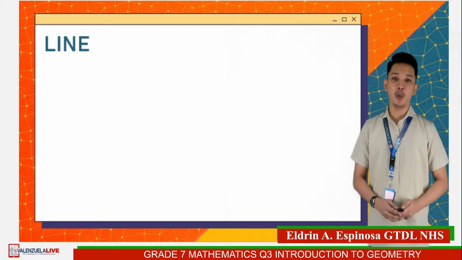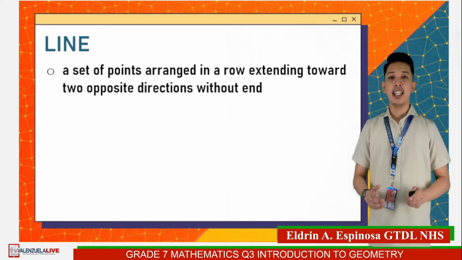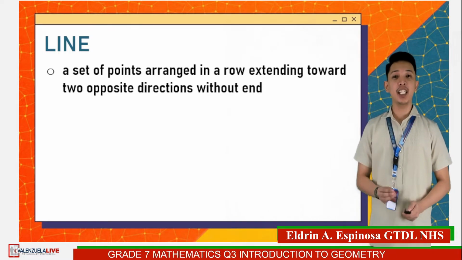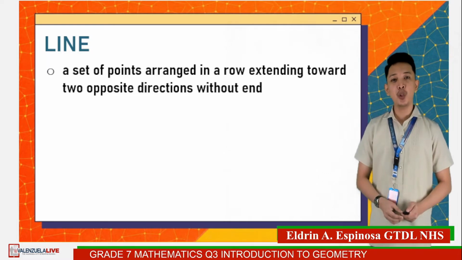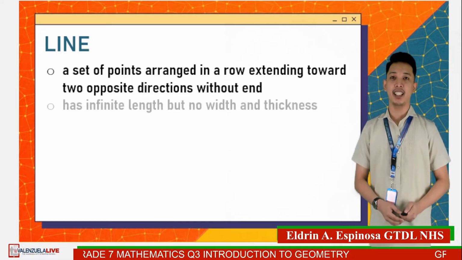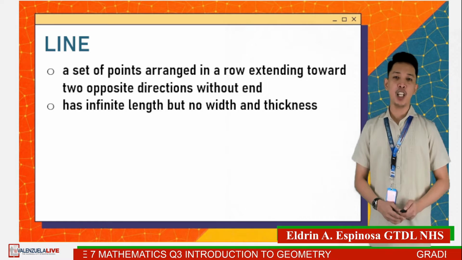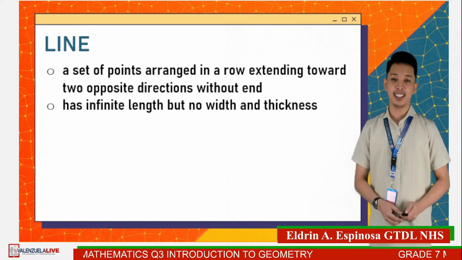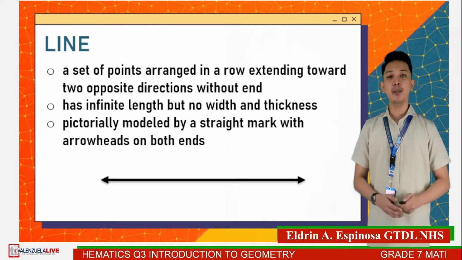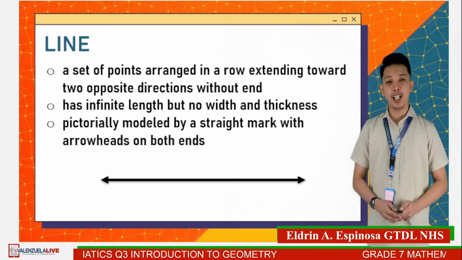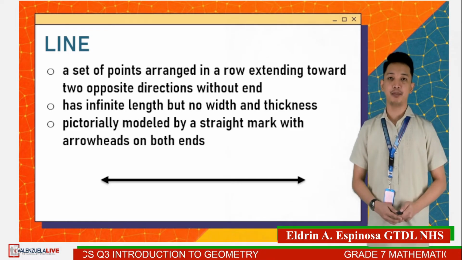Let us now proceed with a line. Line is a set of points arranged in a row extending toward two opposite directions without end. It has infinite length but no width and thickness. It is pictorially modeled by a straight mark with arrowheads on both ends.